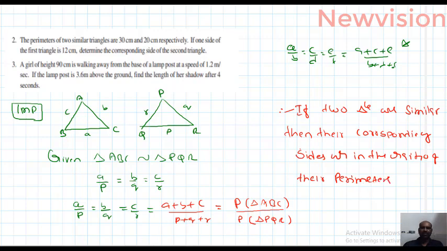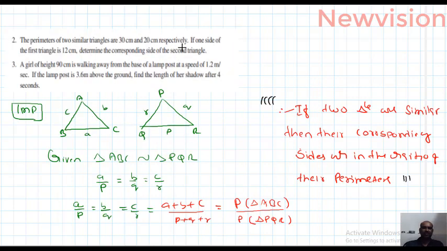Students, this is very very important. If two triangles are similar, the ratio of the corresponding sides is equal to the ratio of the corresponding perimeters. Okay, by using this I can complete the solution for the second problem. Okay students, I will write on the next page. I can say, solution for the second problem.